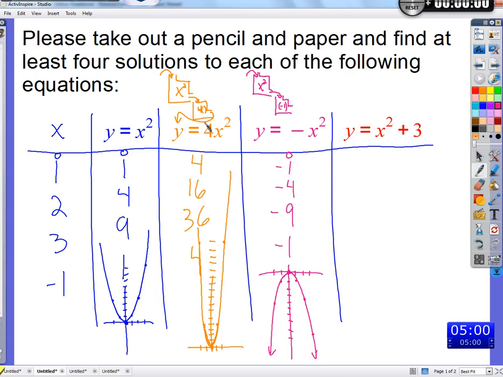So what does this multiple of 4 do to the graph? Steeper. What effect does this have on the graph? I didn't quite hear what it was. We could also say this one opens up, whereas this one opens down. That's the common verbiage used.